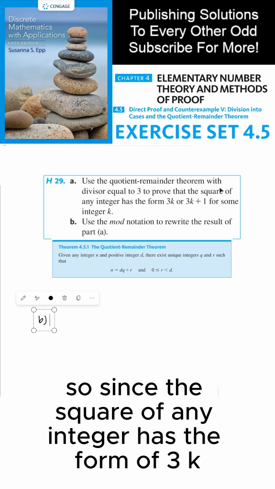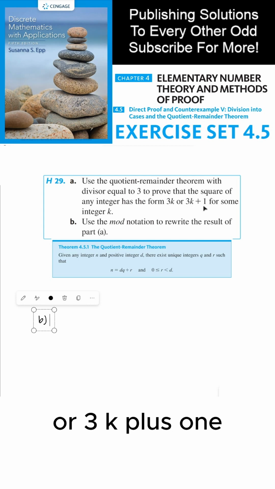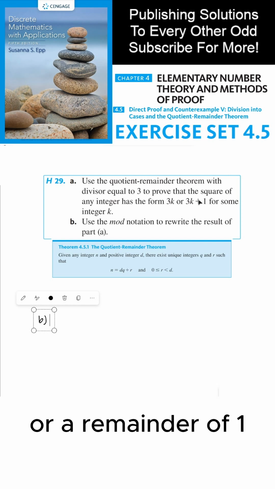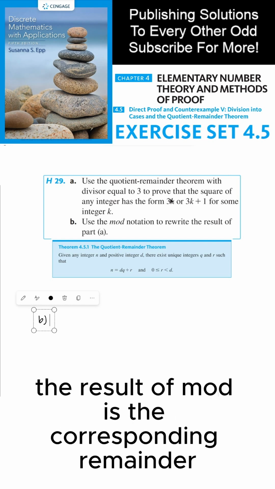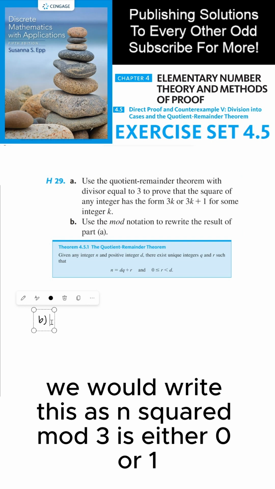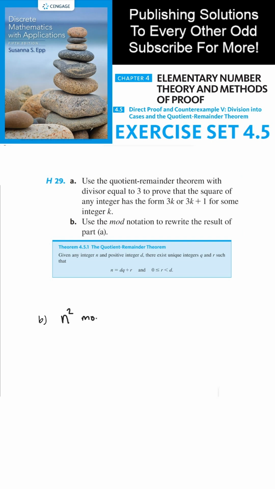For part B, we have to use the mod notation to rewrite the result of part A. So since the square of any integer has the form of 3k or 3k plus 1, that means the square of any integer mod 3 is either a remainder of 0 or a remainder of 1. The result of mod is the corresponding remainder. So either the remainder is 0 or the remainder is 1. Notationally, we would write this as n squared mod 3 is either 0 or 1. And that's the answer to part B.